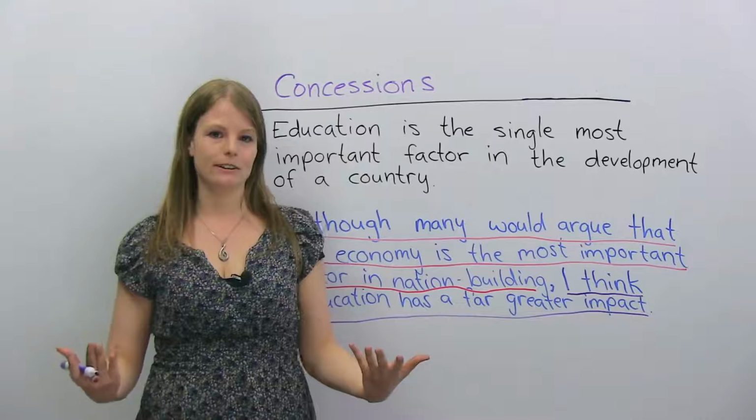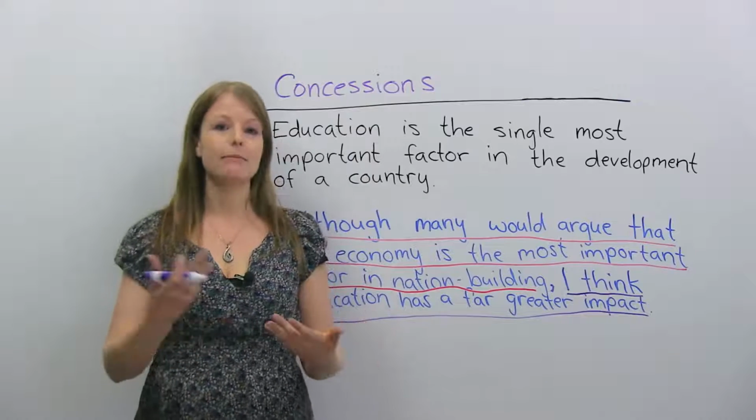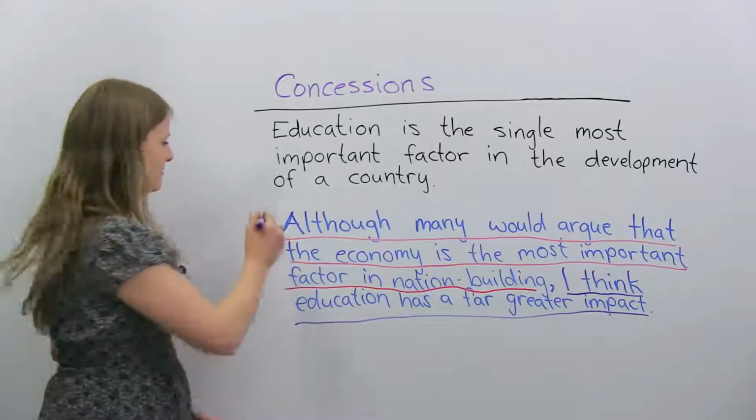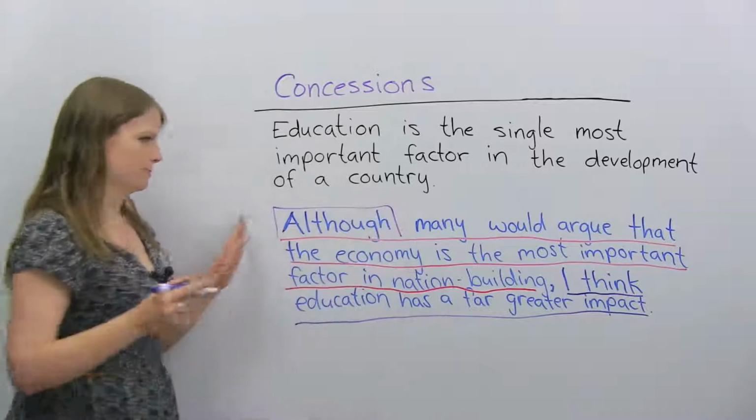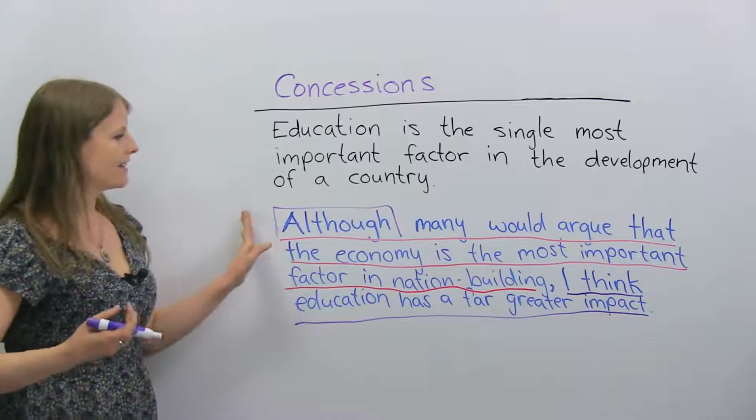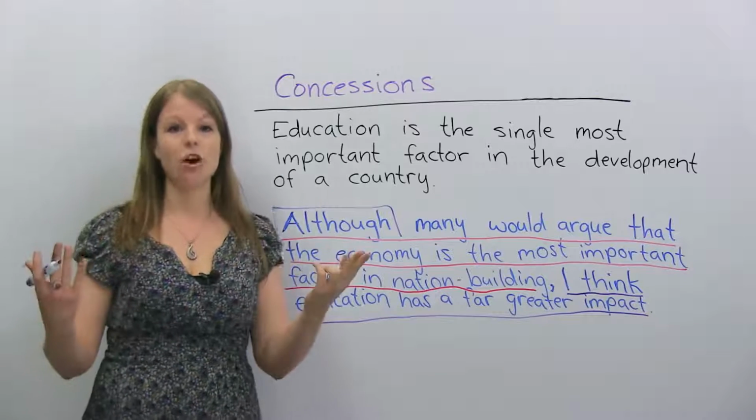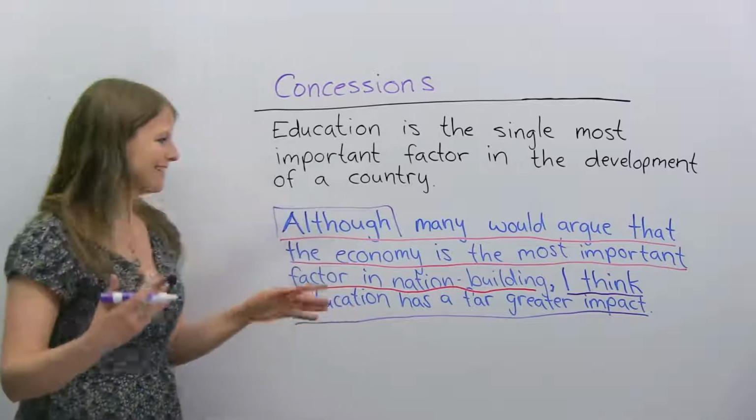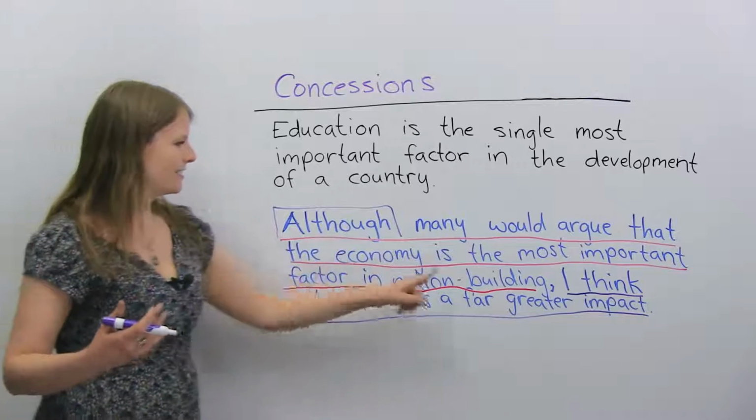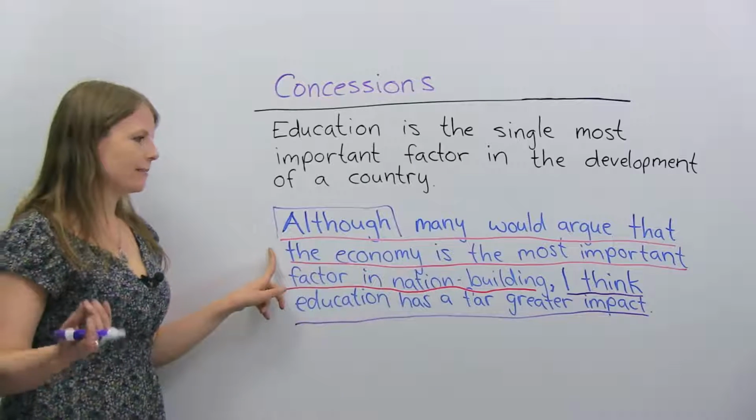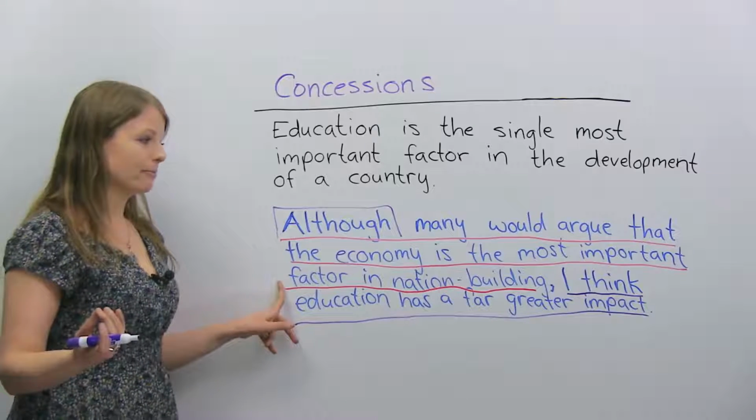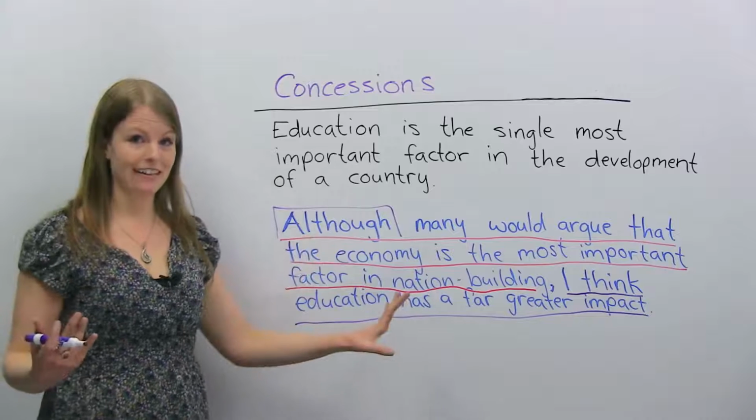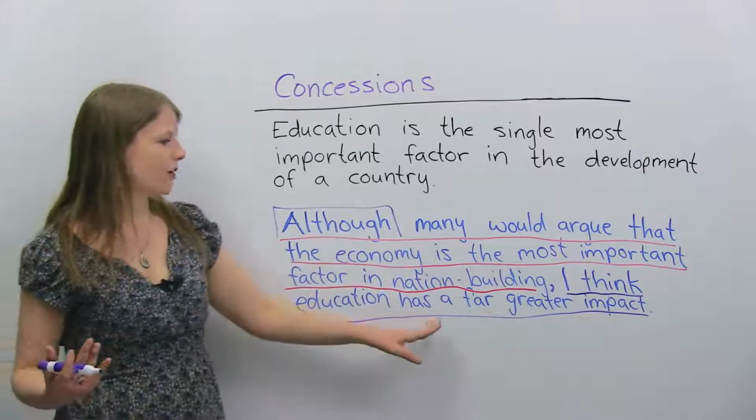This is a great thing to do, especially in essays, and this is something you can do at the beginning of your answer. So we use here the keyword although, okay? And you'll notice that this has two clauses. I don't want to get too technical with grammar on you today, but what I mean is, we have the red part, although many would argue that the economy is the most important factor in nation building, and then we have a second part. So we have two parts to this sentence. I think education has a far greater impact.